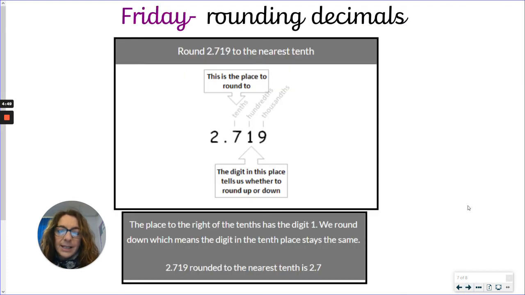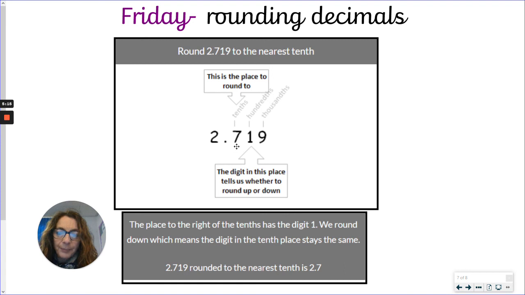And then on Friday, you're going to be thinking about rounding decimals, because depending on the context, you might be asked to round them to the nearest whole number, to the nearest tenth, or to the nearest hundredth. And the rules for rounding are exactly the same as you've already learnt for whole numbers. So with the example on the screen where we're asked to round 2.719 to the nearest tenth, we look at the place to round to.